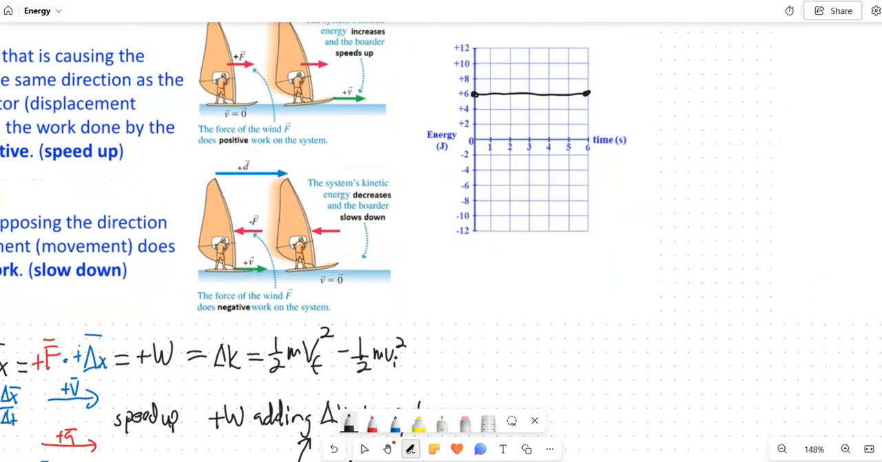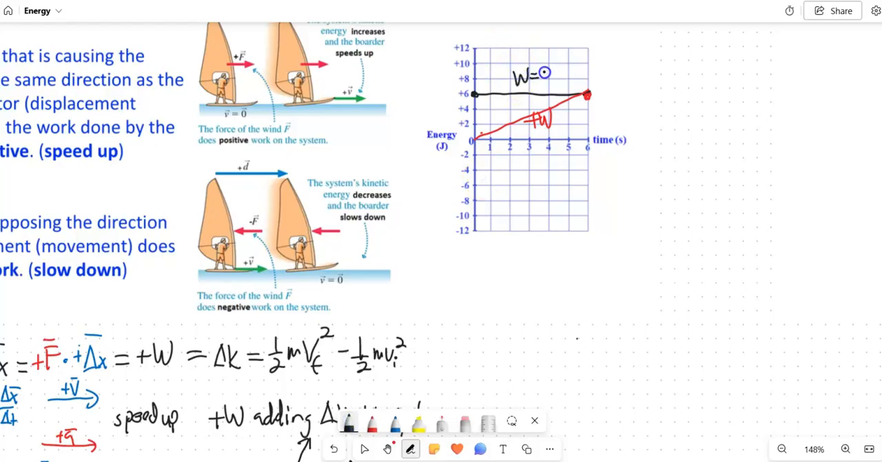But if somebody was not moving, and then you started adding energy to them, so they were not moving, and then in the end they were moving, you've added energy to that system, all right? So the slope of that line is positive. So this is what positive work looks like, all right? That's positive work.